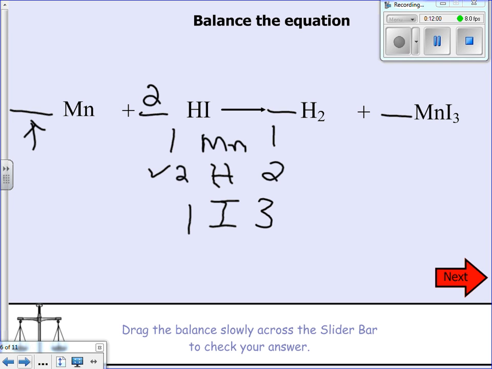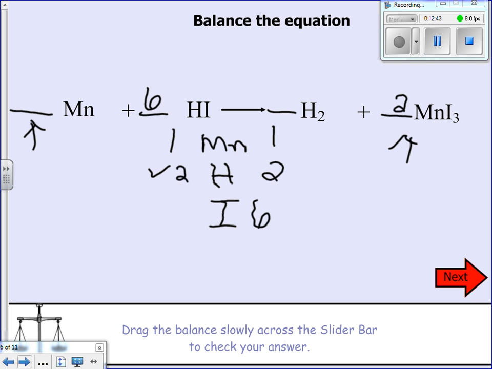And then iodine, now I have 2 on the left. I have 3 on the right. There's nothing that I can put in front of MnI3 to only give me 2 iodine. So what I'm going to do is I'm going to have to find a common multiple between 2 and 3, which would be 6. So to make this total 6, I need a 2 in front of it. And then now I have to change this so that I get a total of 6.